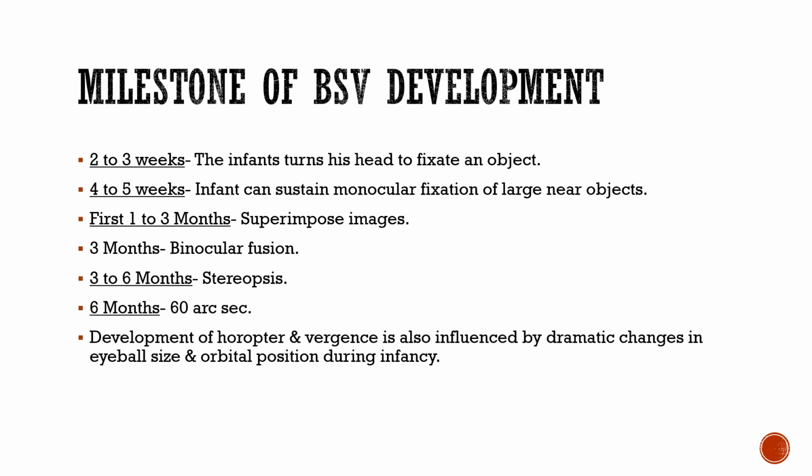When a child is born, it is born with vision, but it doesn't get stimulated yet. As days and weeks go by, at 2 to 3 weeks the infant starts to fixate on an object, and at the fourth and fifth week it sustains binocular fixation, only for near objects. When it crosses the first 1 to 3 months, the two different images seen by the two eyes are produced as a single image without any confusion or overlap. At 3 months, binocular fusion develops, with the two eyes fused. At 6 months, stereopsis, or depth perception, develops in the child.